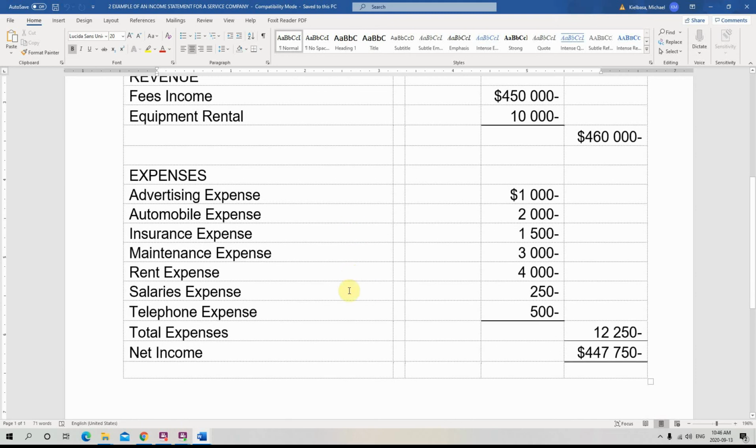Okay? Again, so the total for the expenses is $12,250. So total revenue minus total expenses results in a net income in this case of $447,750.